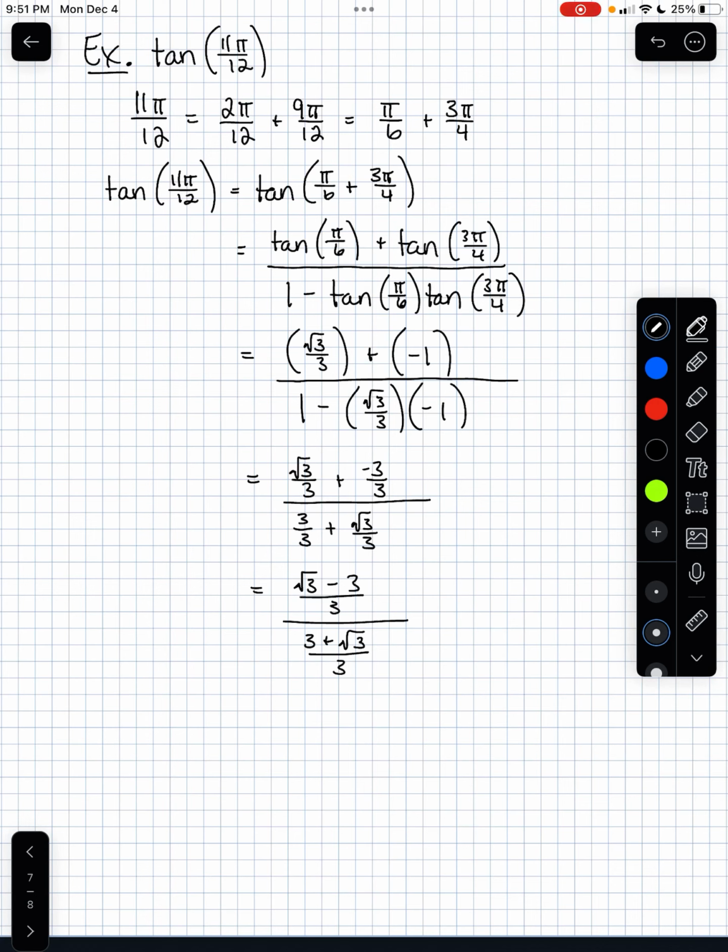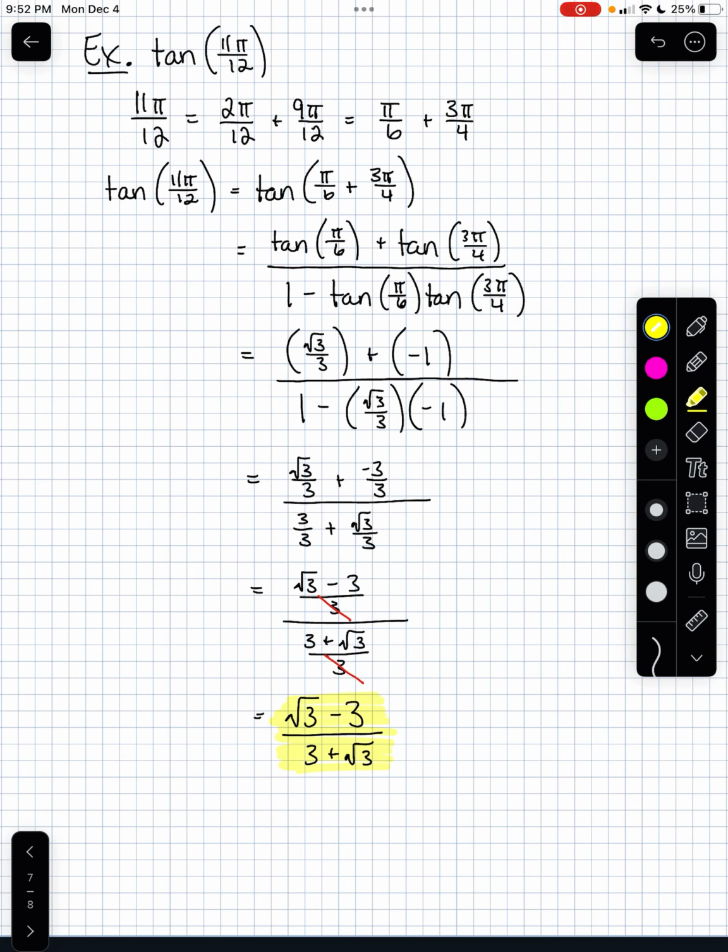This is a complex fraction, and we can simplify it, and the easiest way to do so here is to realize that since they have the same denominator in the top fraction and in the bottom fraction, those denominators can simply cancel out and leave us with the square root of 3 minus 3 in the top and 3 plus the square root of 3 in the bottom. And that is our answer there.